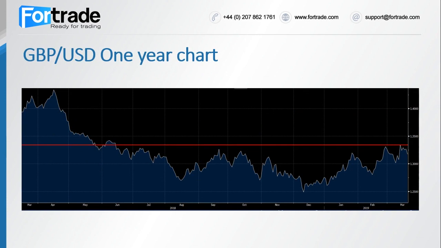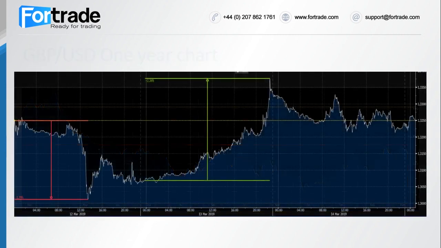You can see here on this one-year chart how this 2.36% rise in the GBP USD, marked by the red line, pushed the pair to a 9-month high on the far right-hand side of the screen.